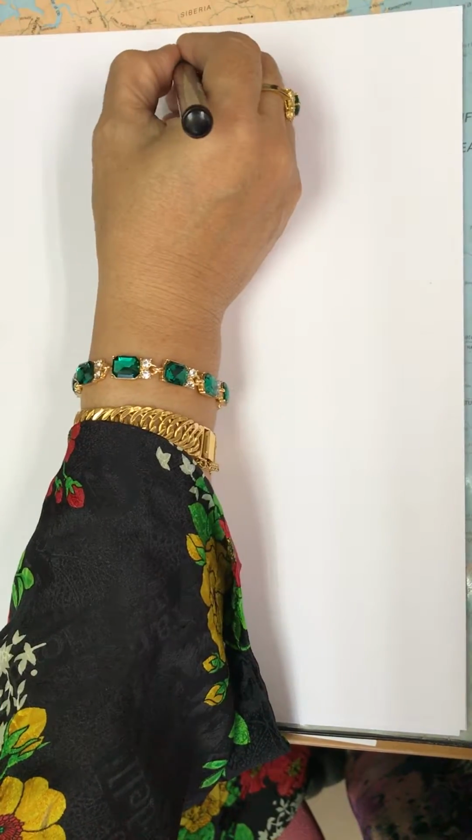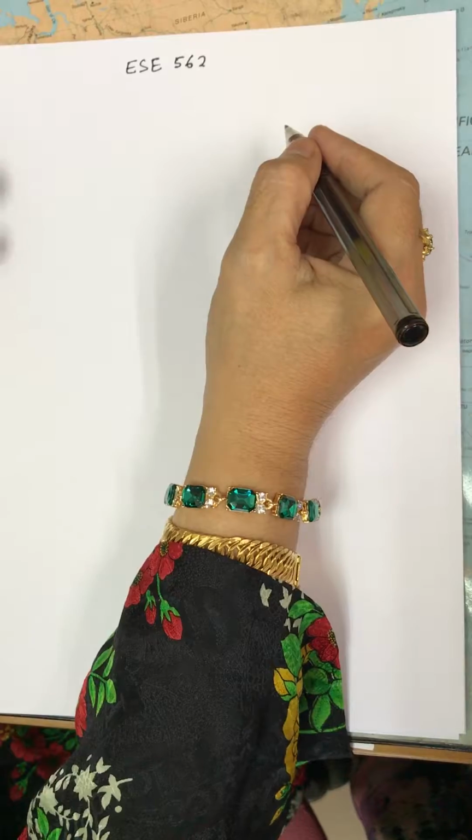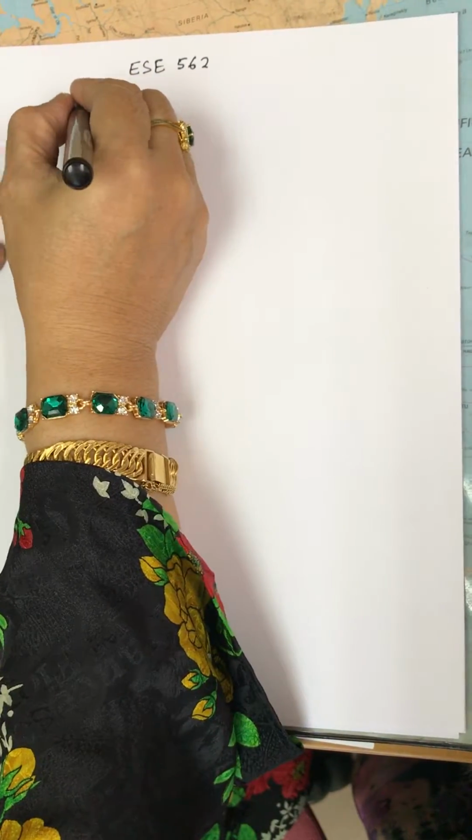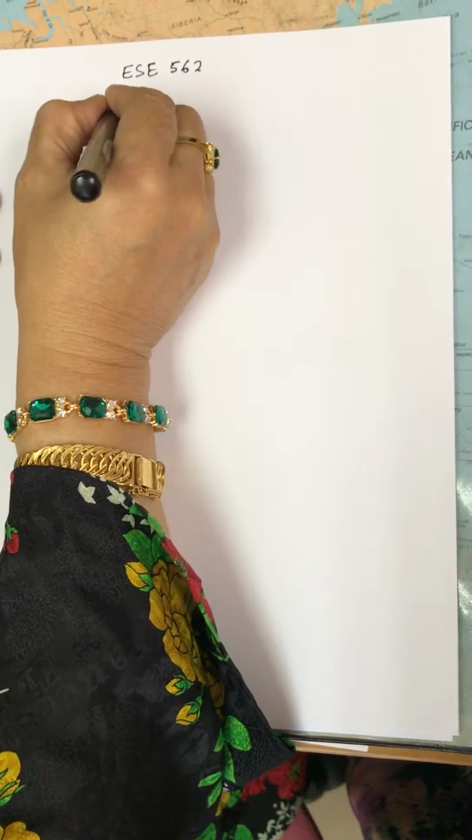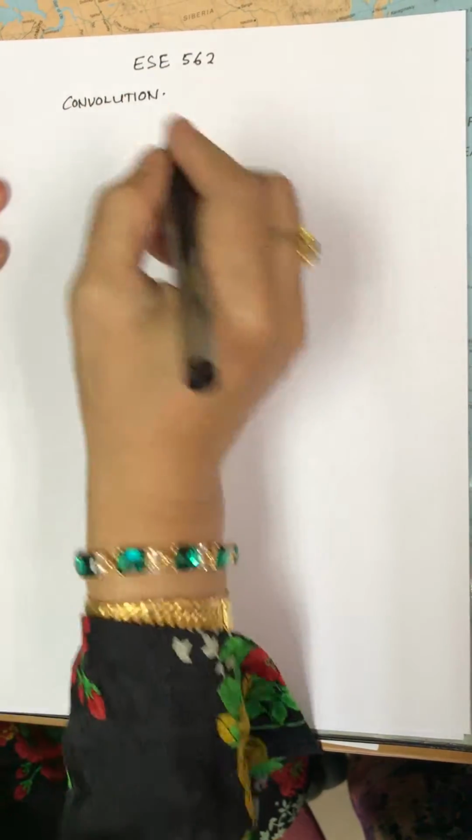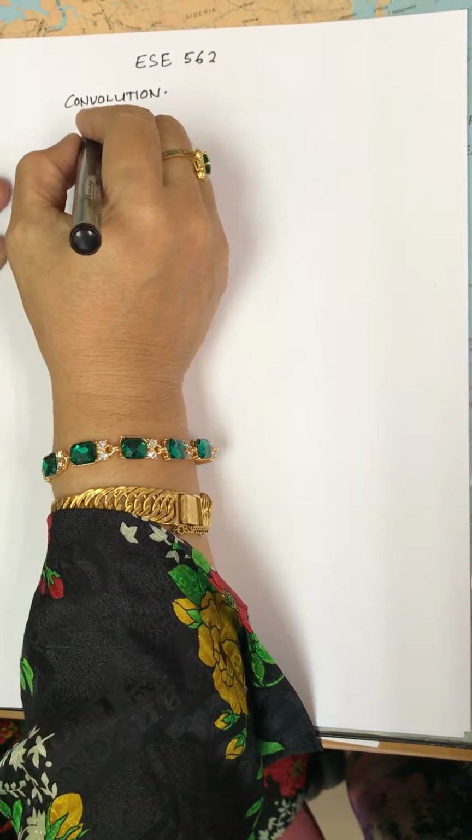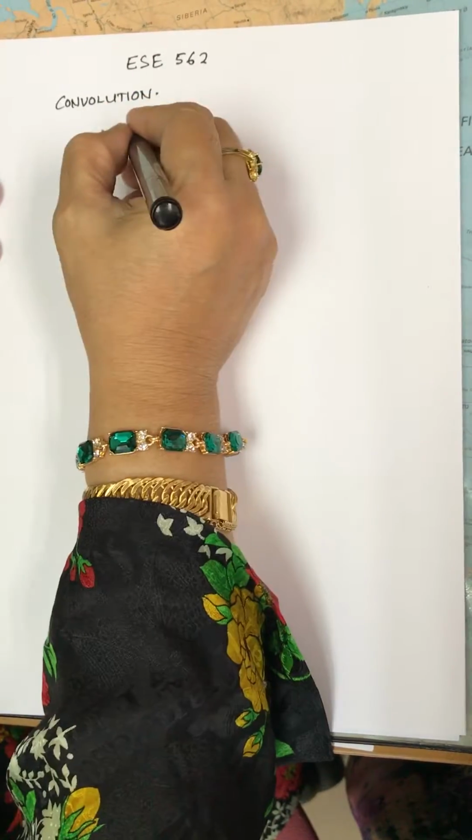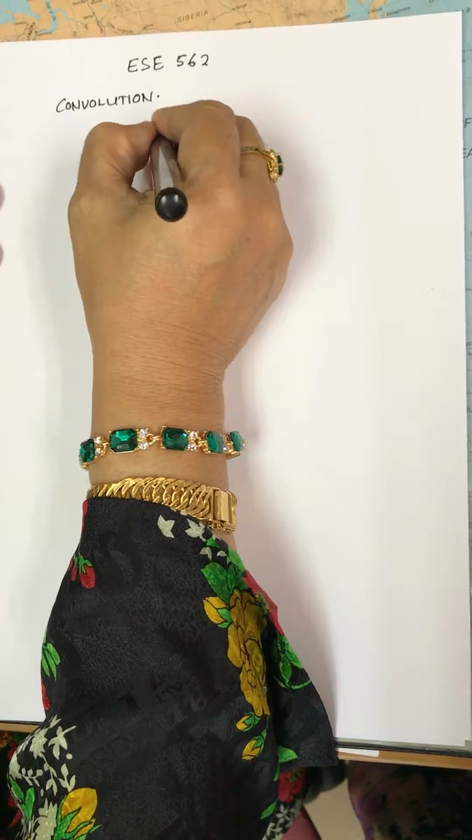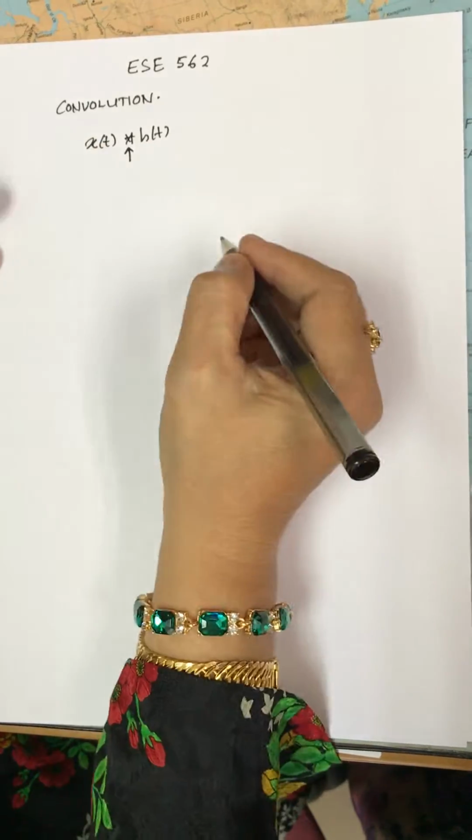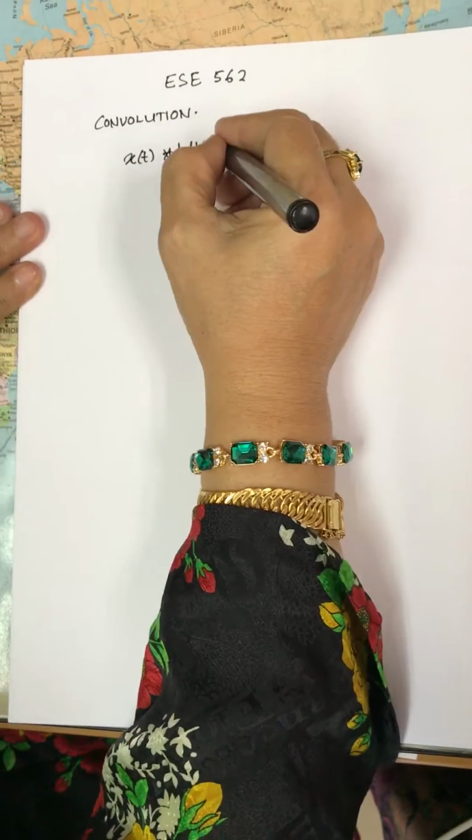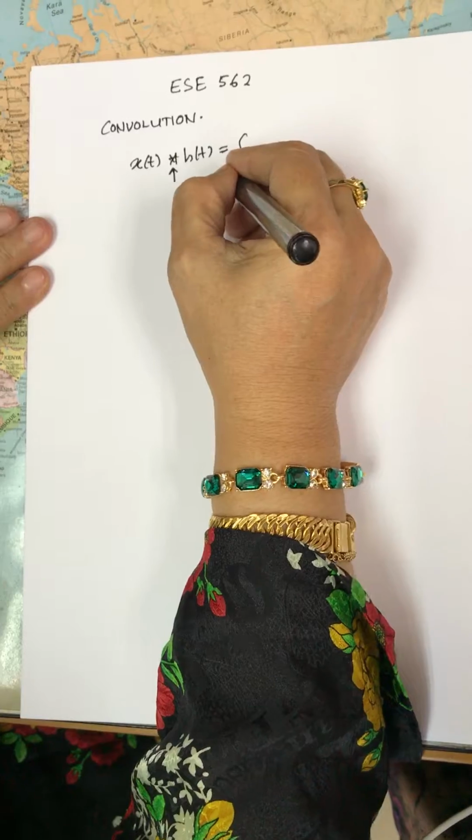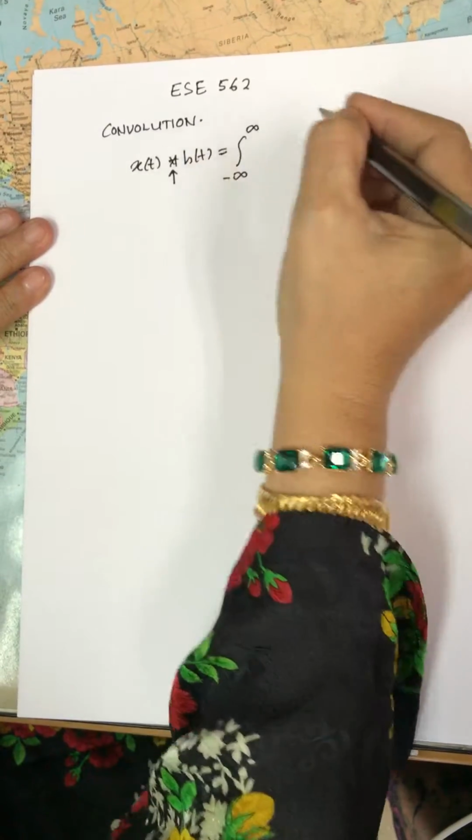ESE 562. Today we are going to learn about convolution. Convolution is the process of multiplying two signals. So if you have a signal x of t and another signal h of t, the convolution symbol is the star. And it is given by the mathematical equation, the integration from minus infinity to infinity.